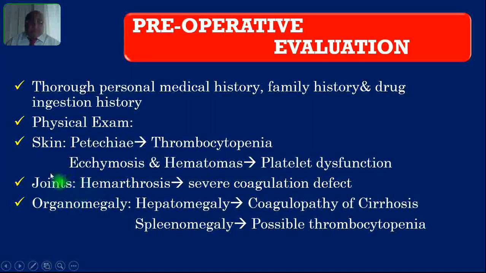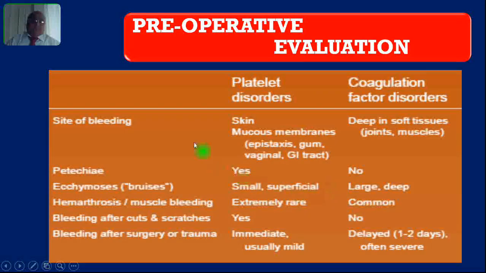You have to examine the joints also for evidence of hemarthrosis. This will happen in case of very severe coagulation defect. You have to look for organomegaly also. Hepatomegaly denotes coagulopathy of cirrhosis. If there is splenomegaly, you have to suspect thrombocytopenia.